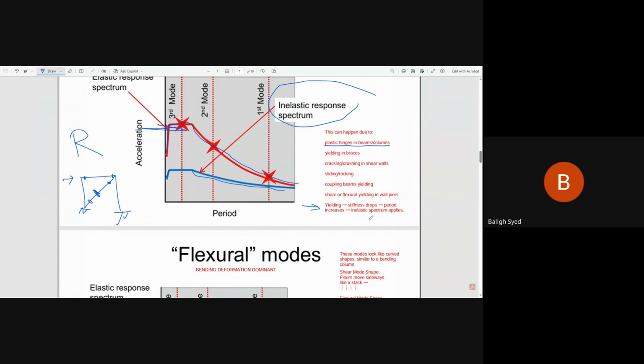So then we see, what happens, the system goes into the elongation of the period, right? Then it goes into the phase of the elongation of the period. So if yielding starts in your system, then what happens, the stiffness drops, the period increases, the inelastic spectrum applies. So meaning you are somewhere in this range.